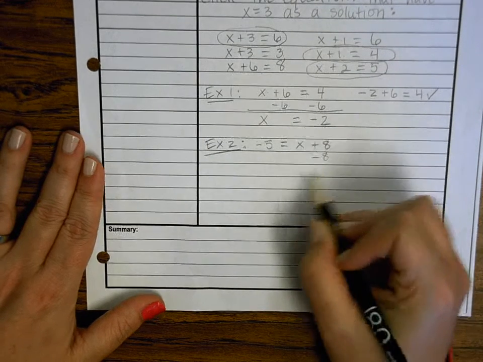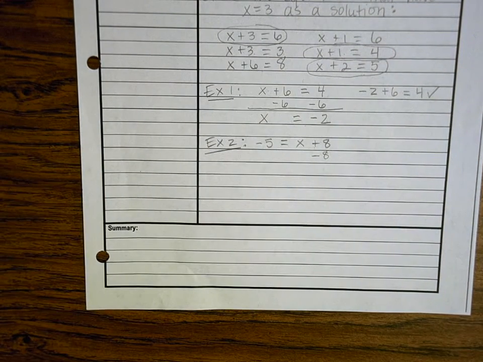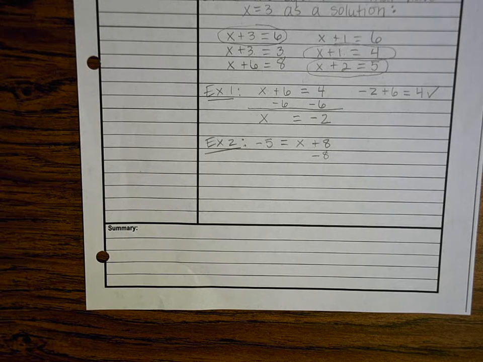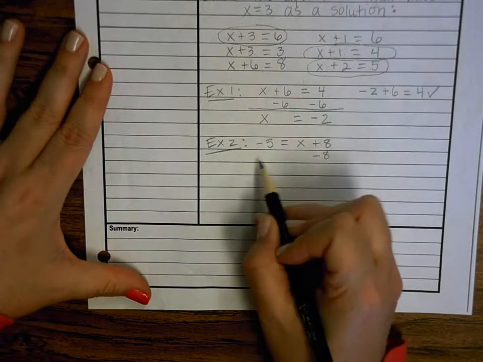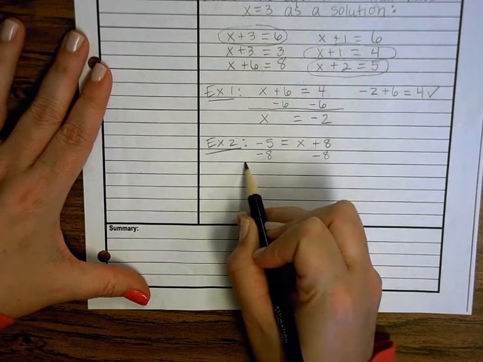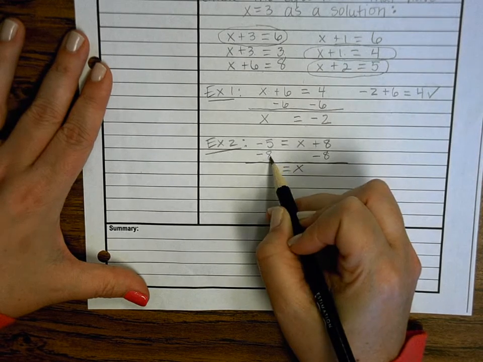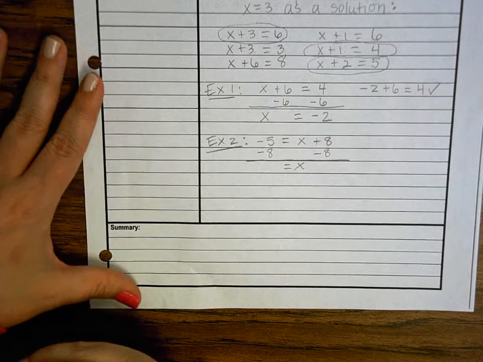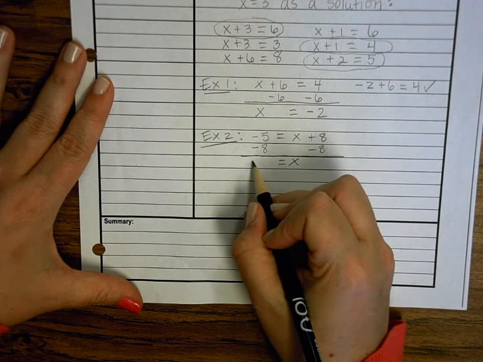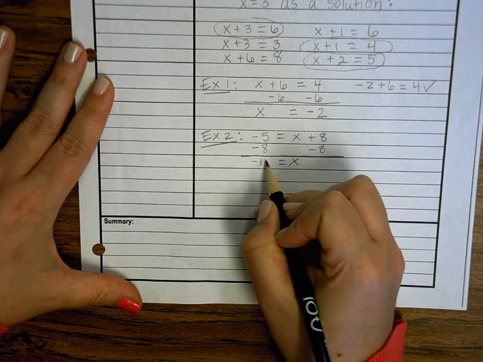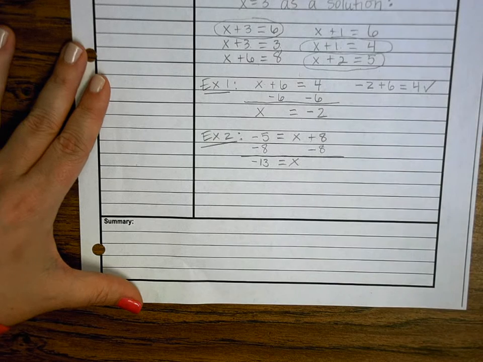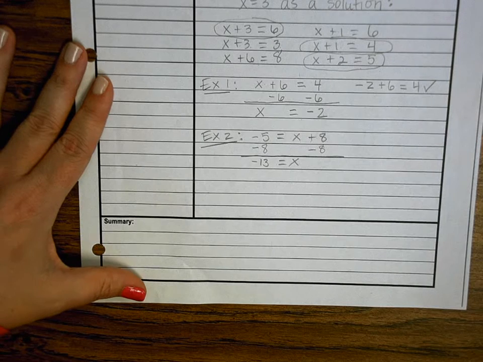Because what you're trying to do, remember in the videos they said, is make the variable be all alone, or isolate the variable. And this is minus 8. And this is x equals, well, what's negative 5 and a negative 8? Negative 13. And some people might get that wrong. They might put 3 or something different. But as soon as you plug it back in, you can see if you did it right or not.